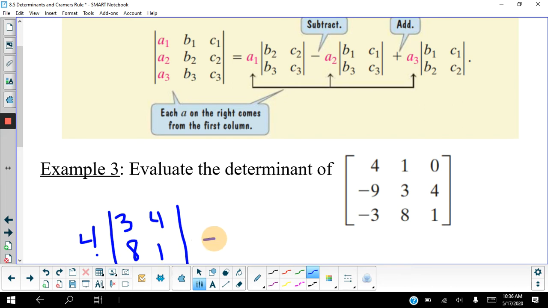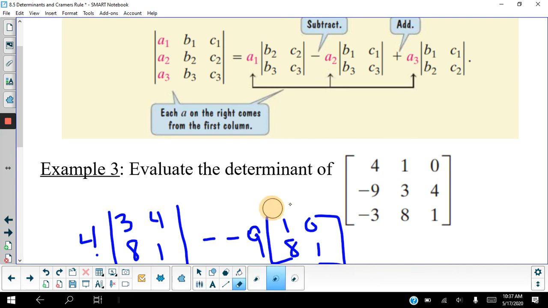Now, minus A2 is our next thing. That's a negative 9. And then if we cross off the column and the row that it's in, we have the top row and the bottom row. 1, 0, 8, 1. Oops, I made a mistake here. I should not have made that look like a matrix. It should be the determinant lines.